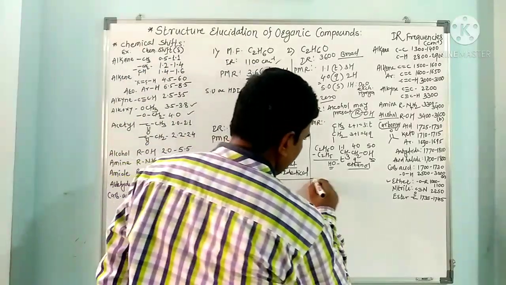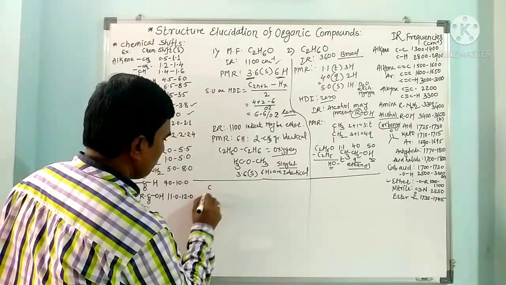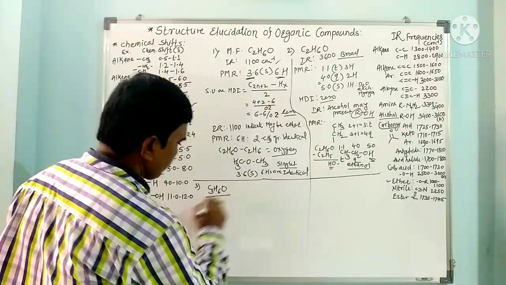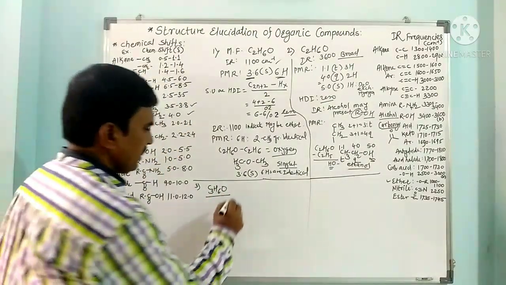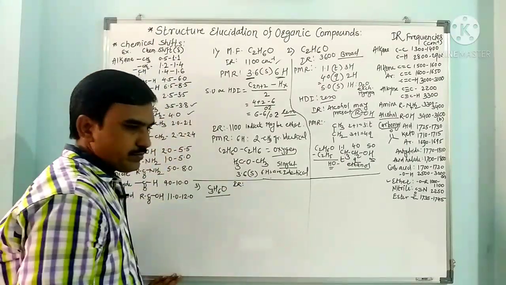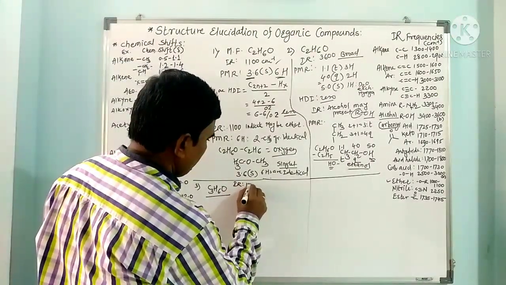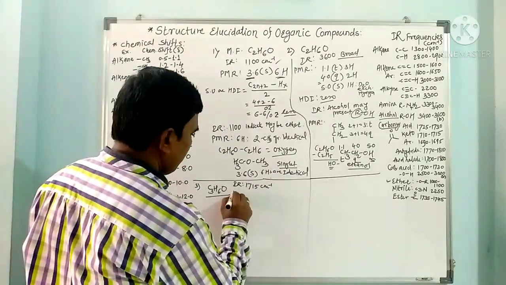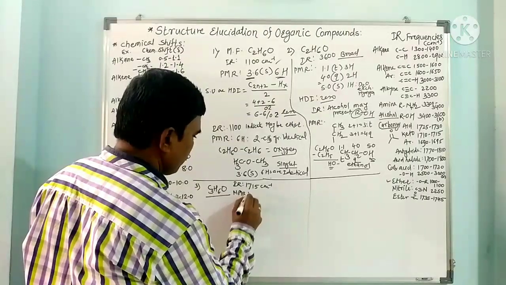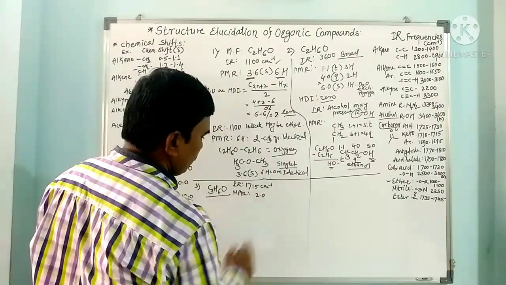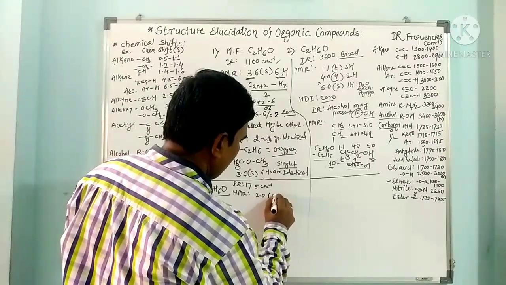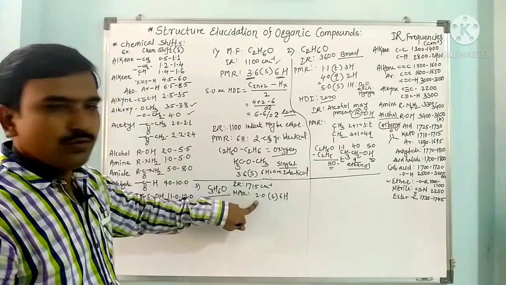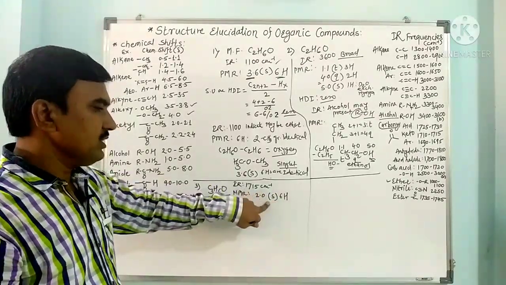Now in this way we have to see the next compound, having molecular formula C3H6O. Its IR stretching frequency is 1715 per centimeter. Its PMR data shows all the protons are giving a singlet at 2.0. So it indicates at 2.0 delta all 6 protons give a singlet.